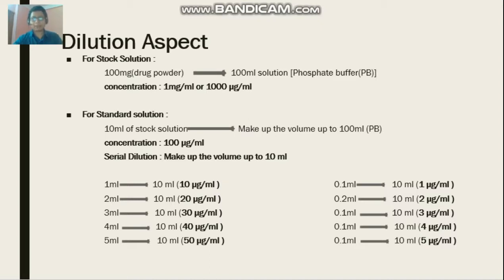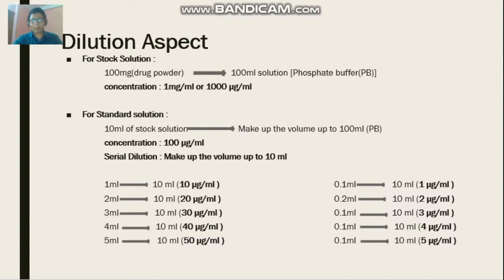So first, try to understand the dilution process and preparation of samples. As per the earlier discussion, we have prepared the stock solution taking 100 mg of drug in 100 ml solution. The concentration of the prepared solution will be 1 mg per ml or 1000 microgram per ml.